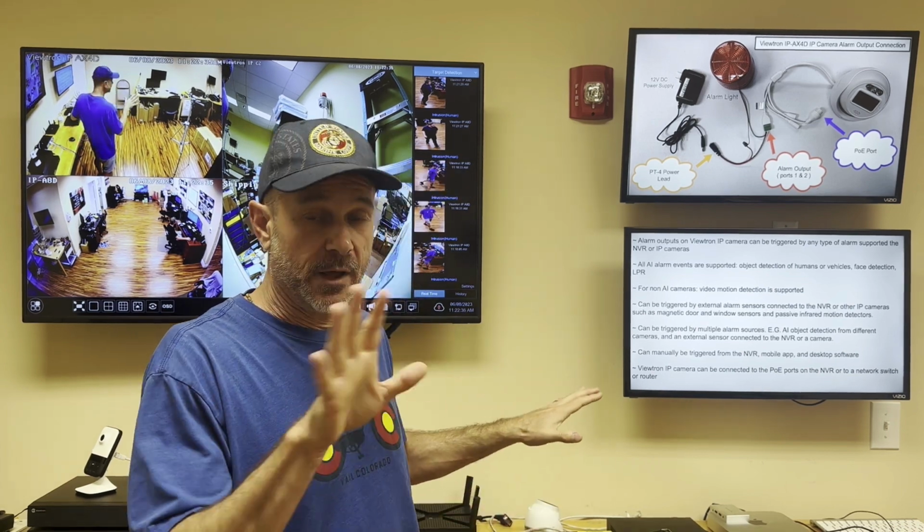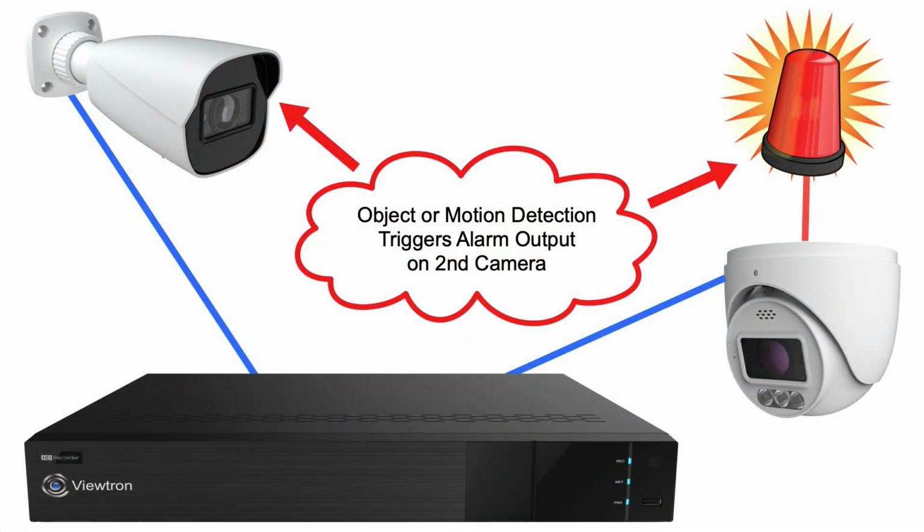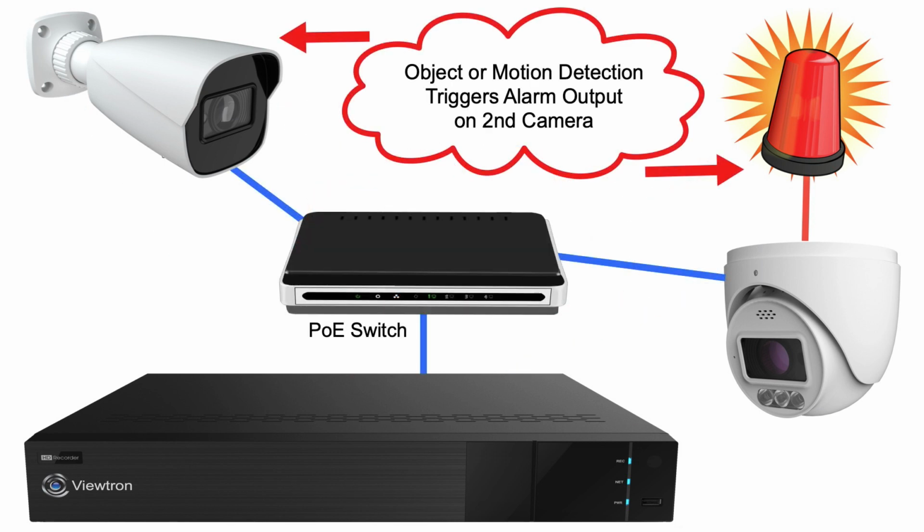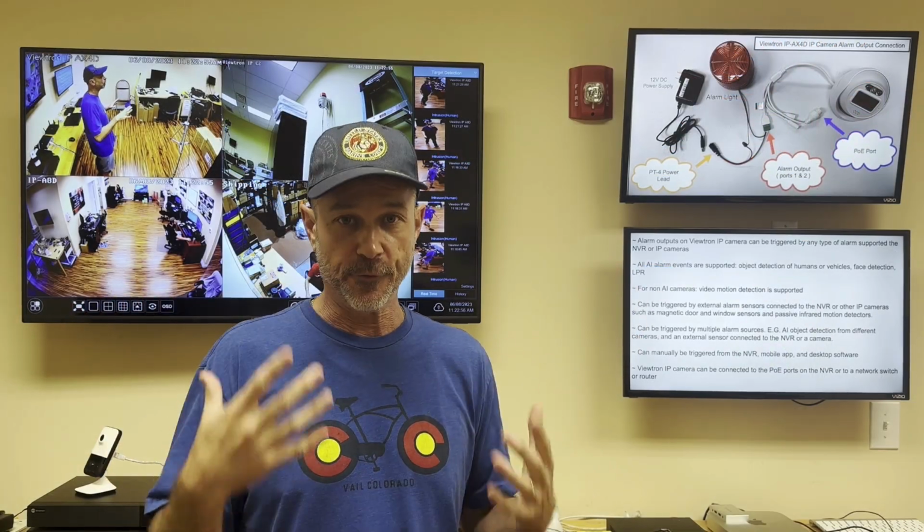Some things to note before I get to the demo. These Viewtron IP cameras, they can be connected to the PoE ports directly on the NVR, or one or more of them can be connected to a network switch or router that's on the same network as the NVR. So they don't all have to be hardwired back to the NVR for this to work.